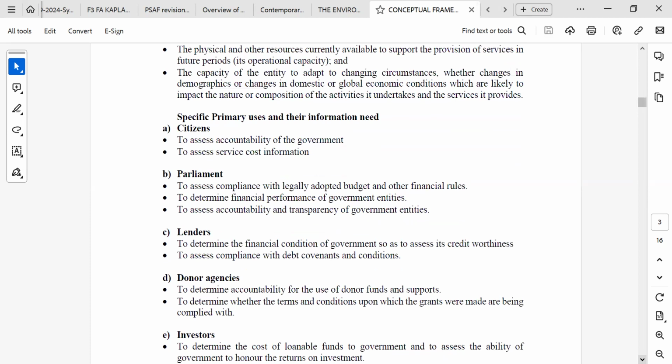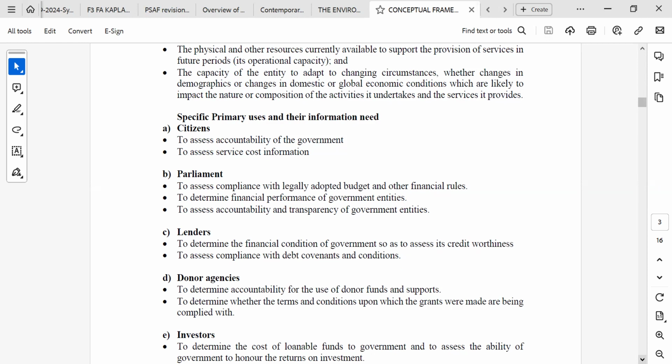The donor agencies determine accountability for the use of donor funds and support. So we also have one, a popular donor agency from the US. They have been helping the educational setup, the Ghana Educational Service. They have been helping them with those things.